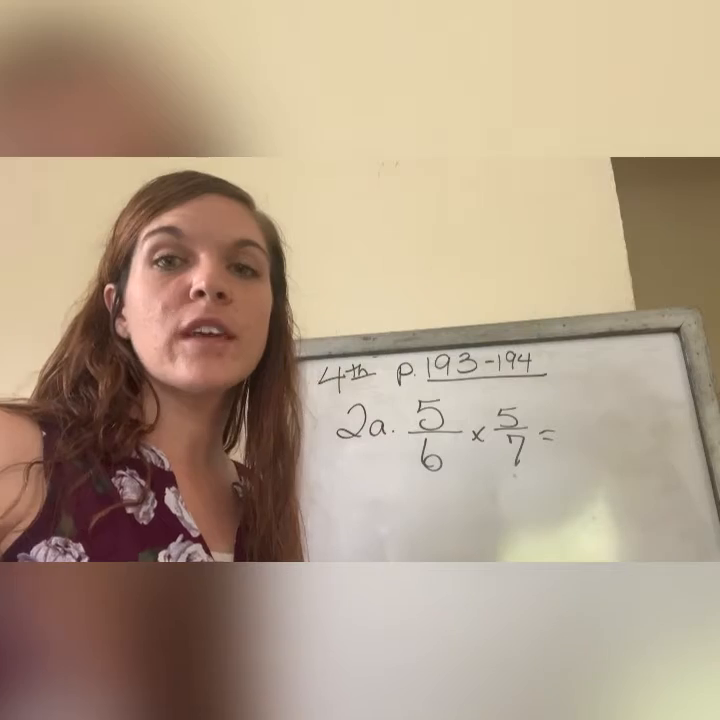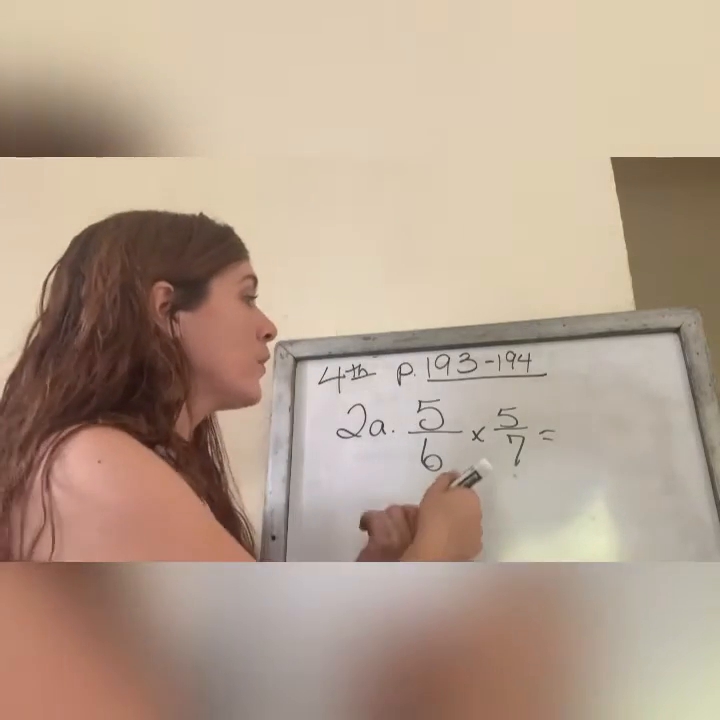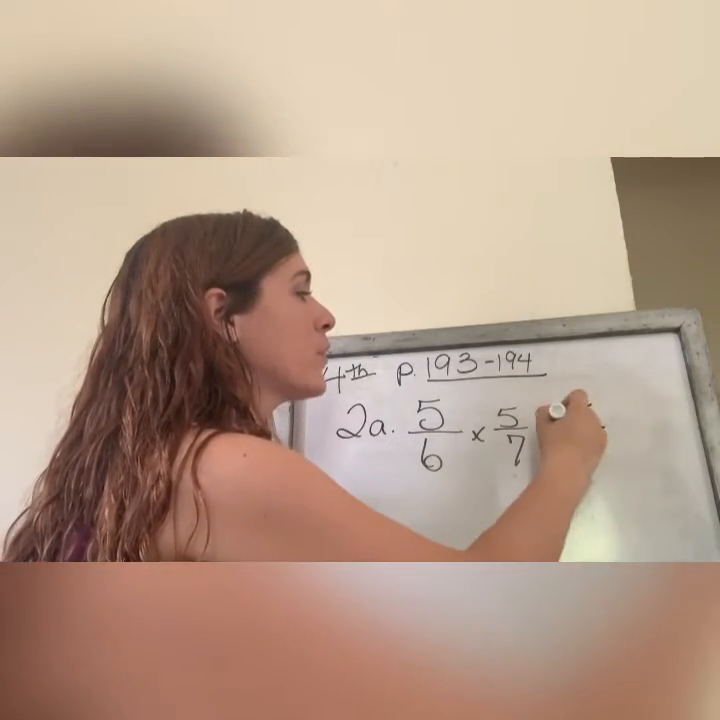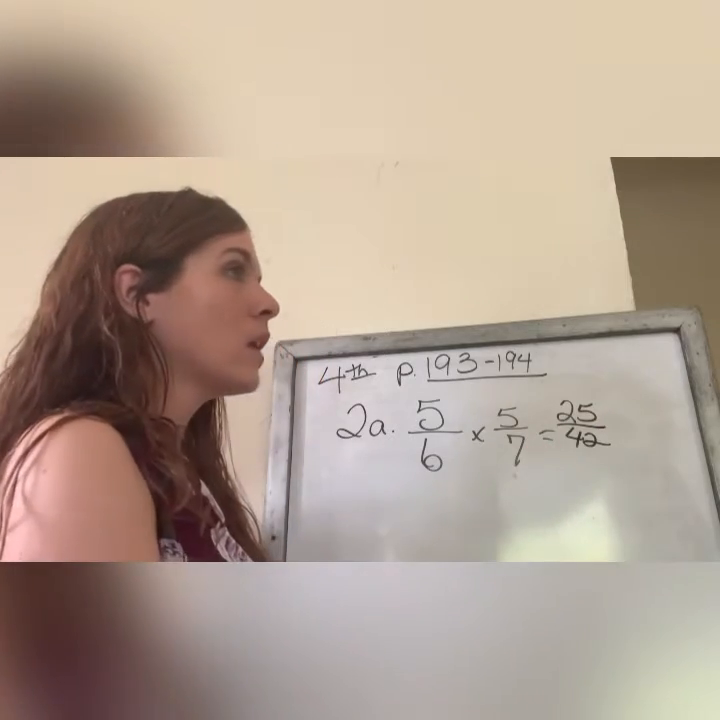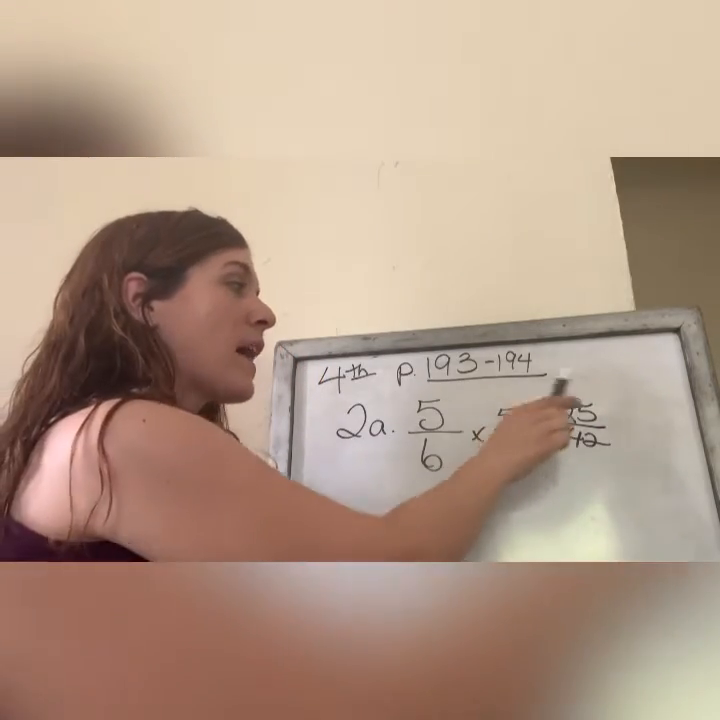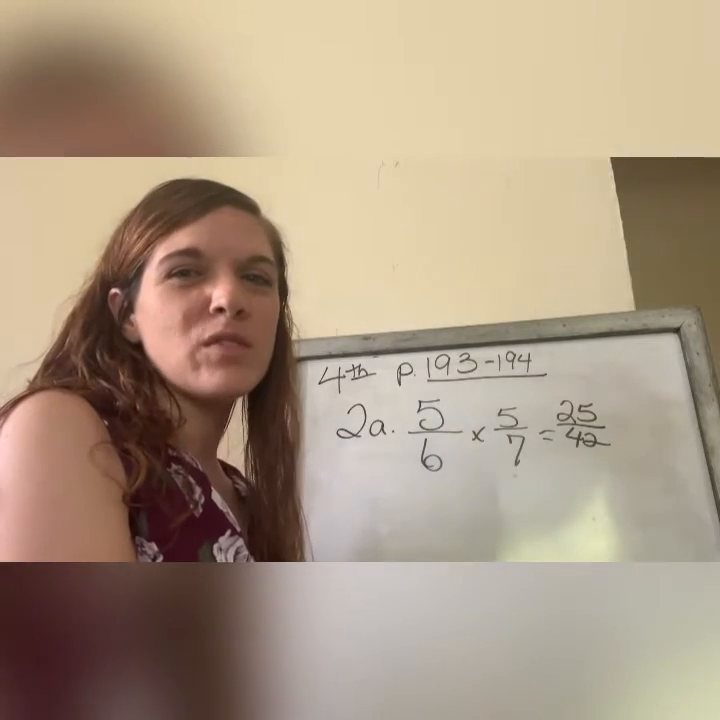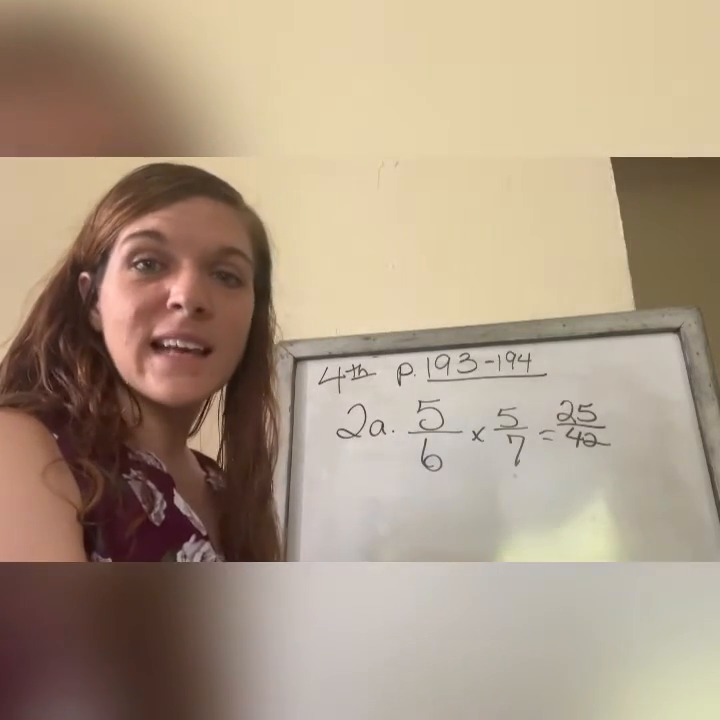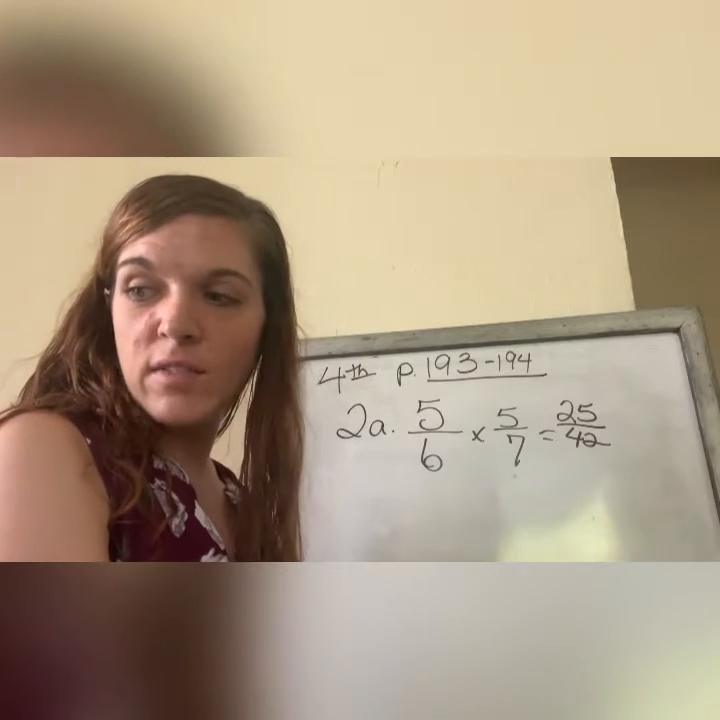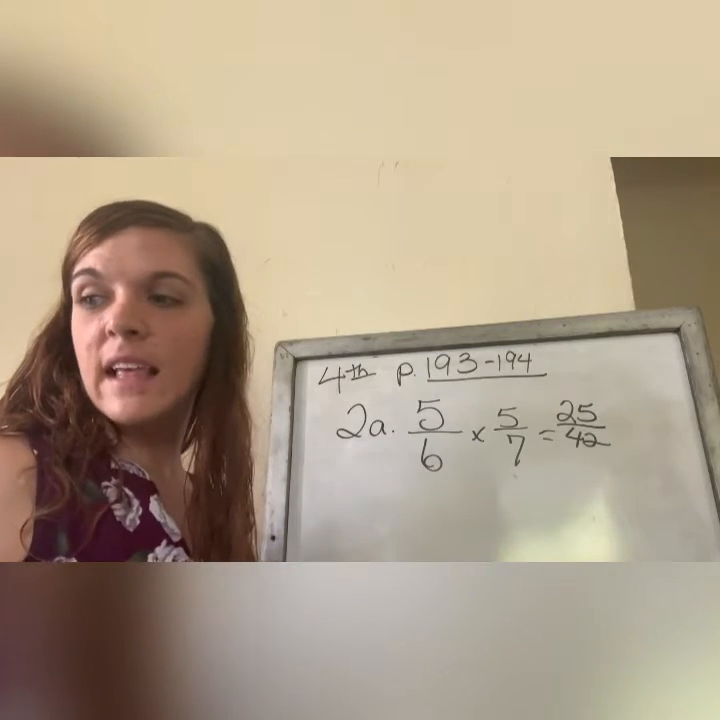Okay, what'd you get for your answer, Keanu? Hopefully you got 25 over 42, right? Okay? Because it's 5 times 5 is 25 and 6 times 7 is 42. That's a big one, but can we reduce that? We honestly cannot. Okay, that is your answer. So now you know how to get the other ones.